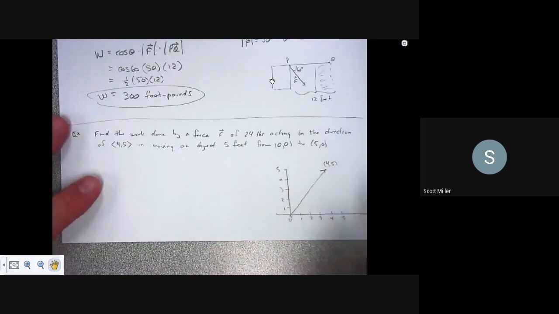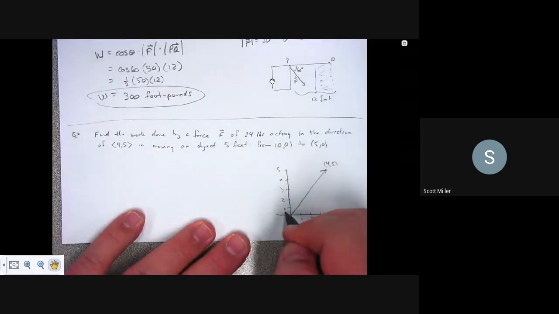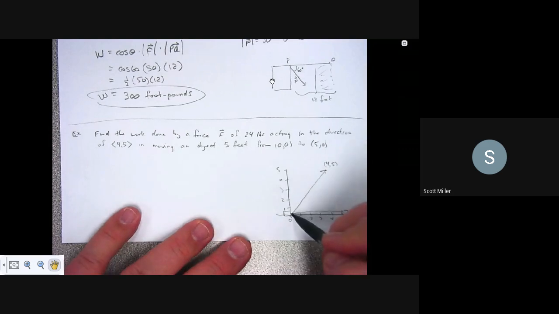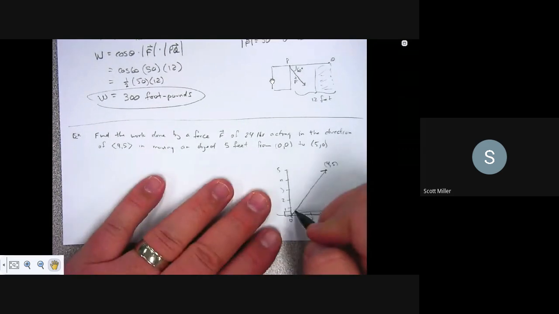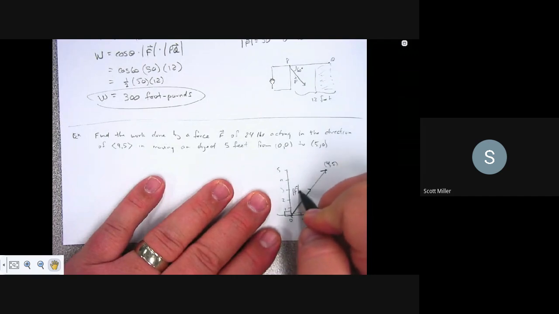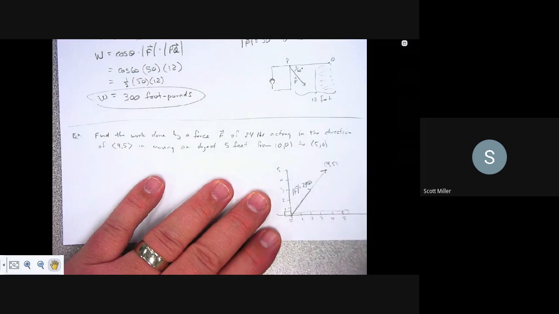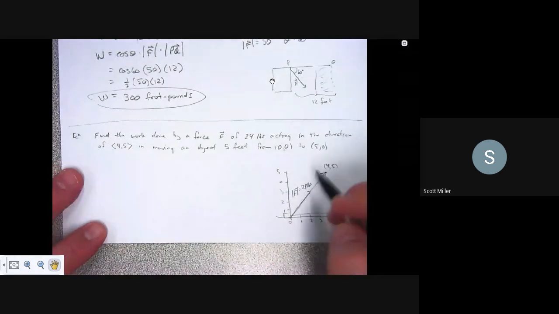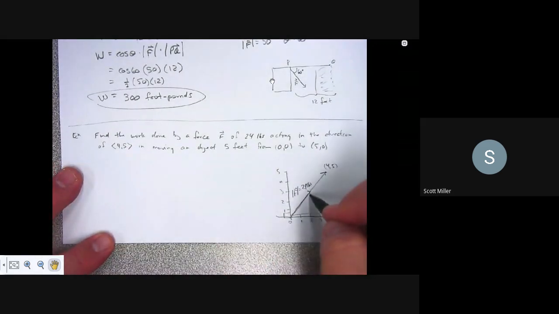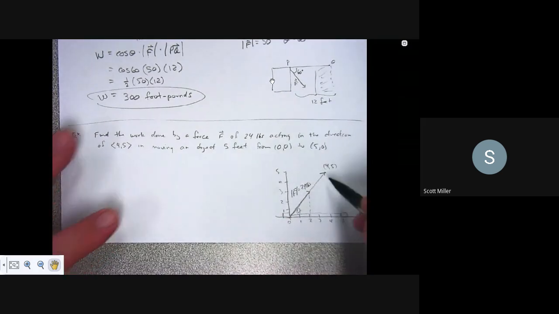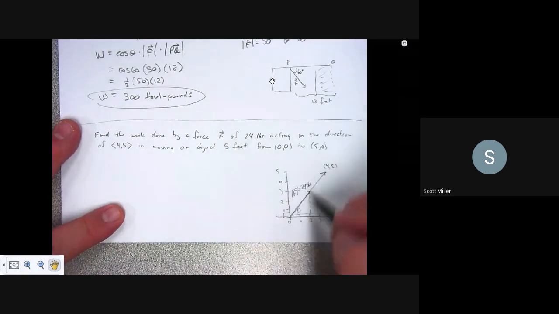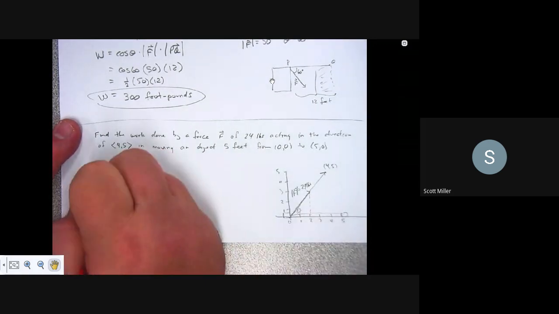We have another example down here real quickly. We're going to move an object that's sitting right here all the way over here, a distance of 5 feet. We have a force along this line, going in this direction, with a magnitude of 24 pounds. So what part of this is in that direction? That's what we need to find. We need to find that angle because we don't know it. That means I have to find the direction angle of this vector, because our force is in the same direction as that vector.